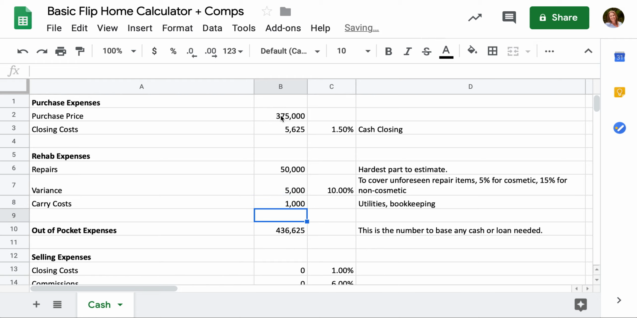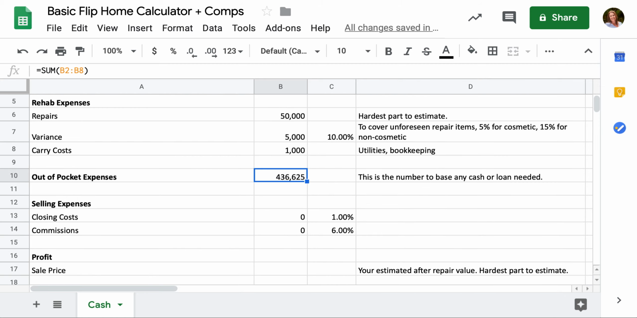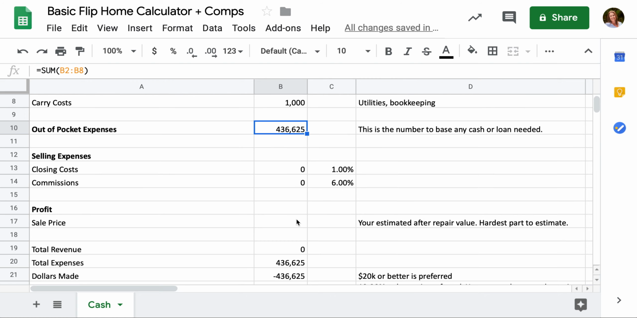Then we're going to add all these numbers up. So that gives us our out-of-pocket expenses. So for this property, to buy it, rehab it, and hold on to it until you sell it is going to cost you $436,625. Then next up, we've got what we're going to sell the property for.